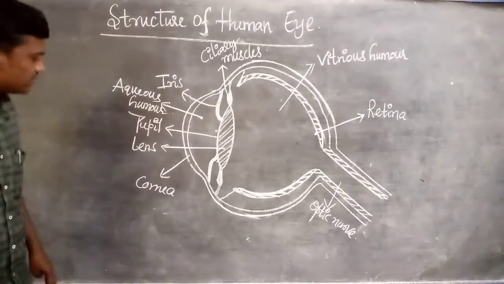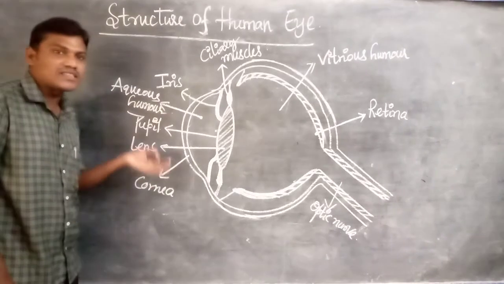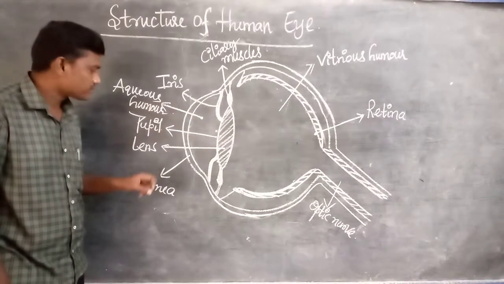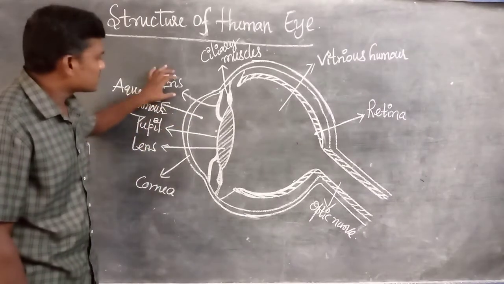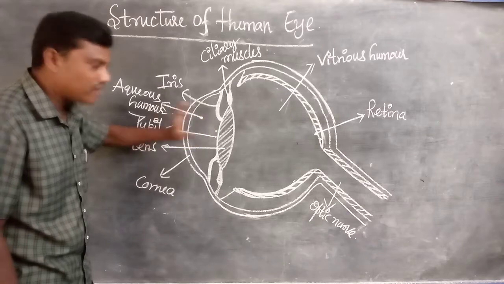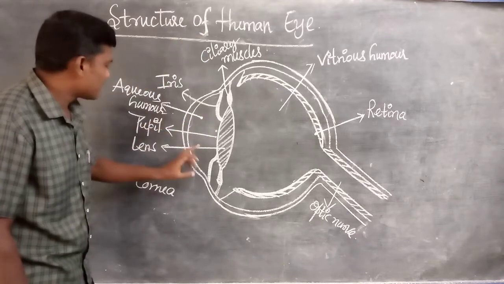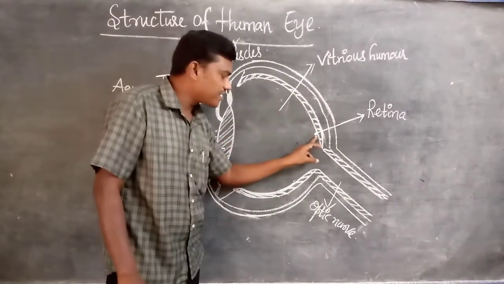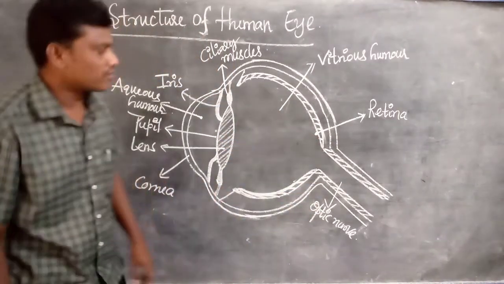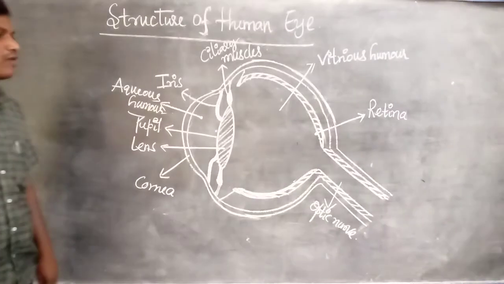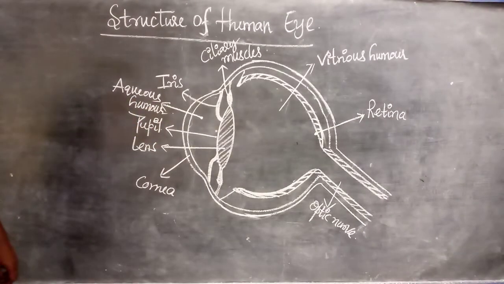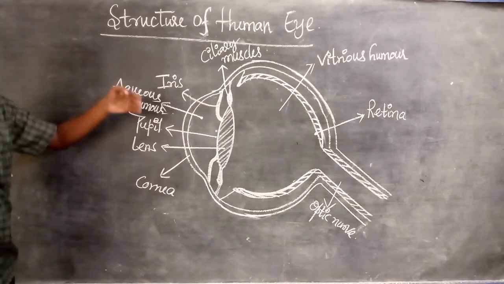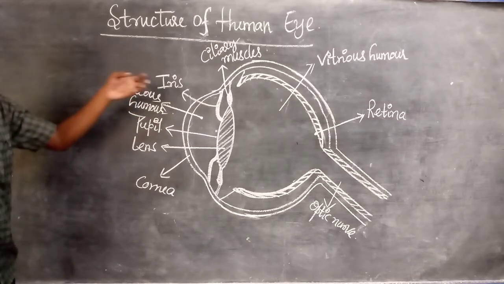Once again, listen very carefully. What are the basic parts involved in it? Cornea, aqueous humor, iris, pupil, ciliary muscles, crystalline lens or eye lens, vitreous humor, retina, and optic nerve. These are the basic parts involved in the human eye. Now I will explain one by one the importance of each part in the eye.